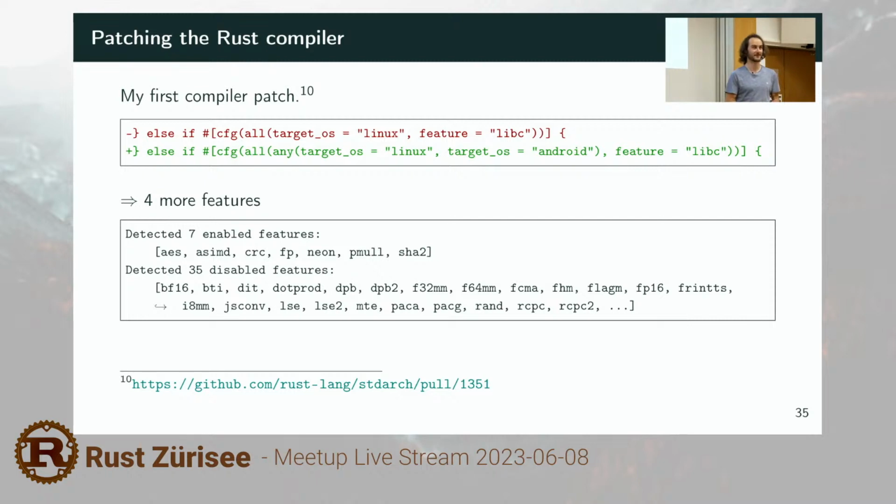which led me to my first patch to the Rust compiler. I mean, it's just a few bytes, but I was very happy. And thanks to the Rust compiler maintainers, the review was really fast. I don't know, maybe an hour or so to get the first feedback, and I think within a day it was done. With that implemented, I had four more features detected.